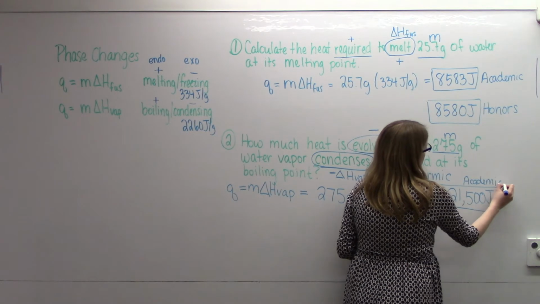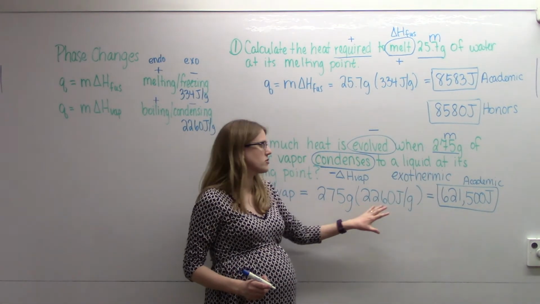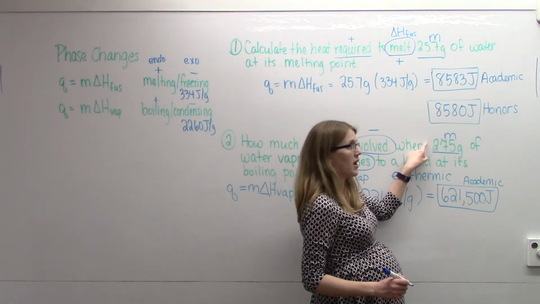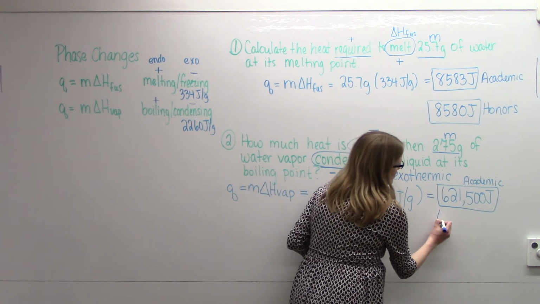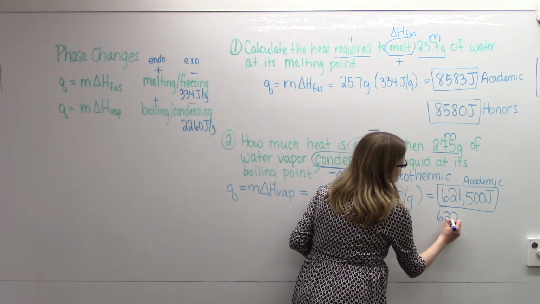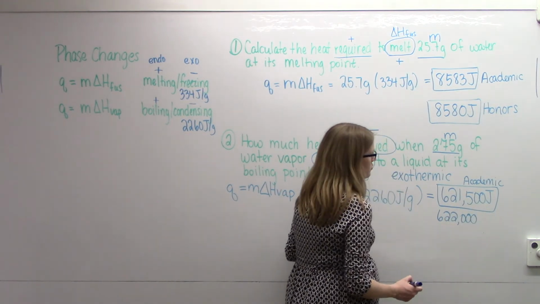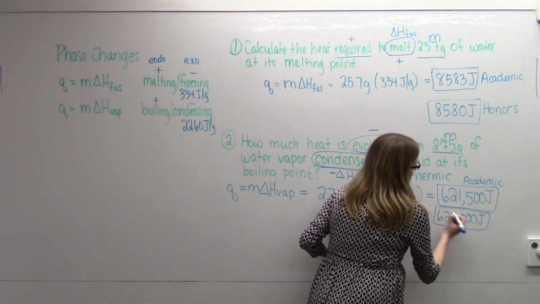Let's talk about significant figures for honors. We don't lose or gain sig figs because of the constant. Just ignore it, because we could always look up another sig fig if we wanted to. But our mass has 3 sig figs. Final answer here should have 3 sig figs. 622,000, because that 5 causes that 1 to round up. So there is our honors answer.